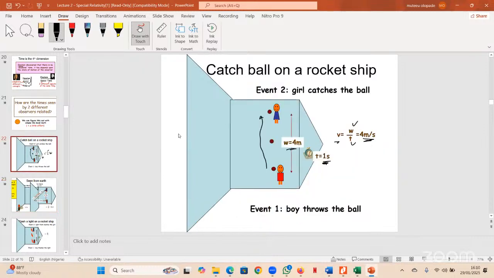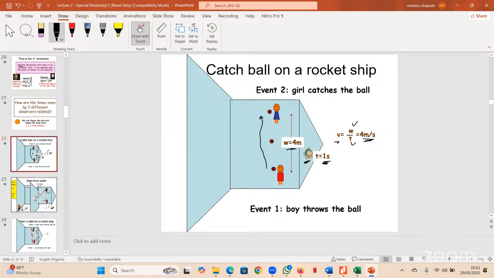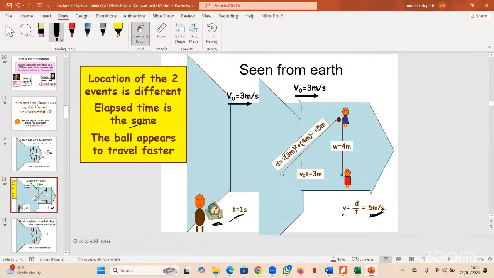Now, if you look at here, the clock was in the spaceship. But when you come here, the clock was where? On the surface of the earth. So you have an observer on the surface of the earth. How is he going to view the speed? The location of the second event is different, so the elapsed time is the same. He sees the time being the same. But what is observed here? You can now see that the speed observed by somebody on the surface of the earth is 5 meters per second, compared to the 4 meters per second that was calculated within the spaceship, because they are now in different inertial frames of reference.